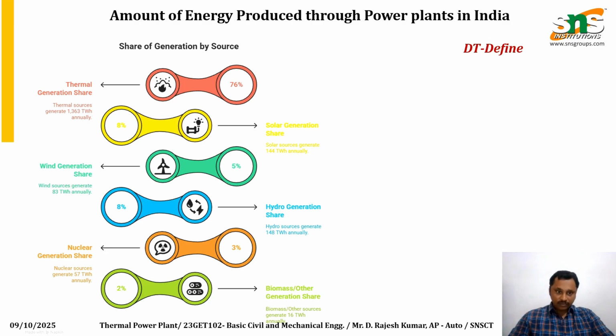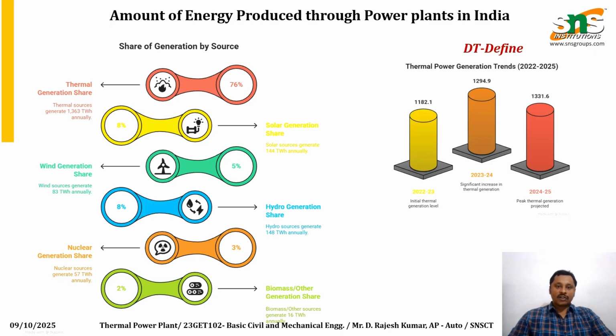The second major energy producers are the solar power plant and the hydroelectric power plant, which contribute 8% of the energy generation. The next one is the wind power plant, which produces up to 5% of the energy. The last is the nuclear power plant, which produces only 3% of the energy. Finally, biomass power plants produce up to 2% of the energy. So this is the distribution of power generation according to the various power plants.